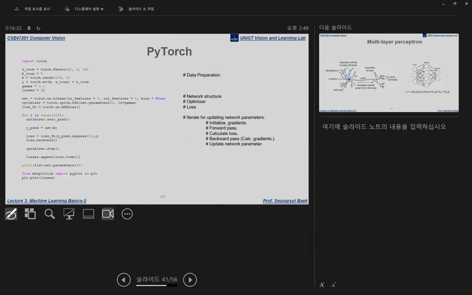Okay. Are you guys understanding this? Any questions? This is actually a very important part of this course. You have to complete your assignments using this code, so understanding this code is actually very important. Okay.